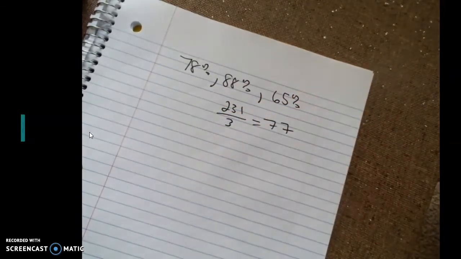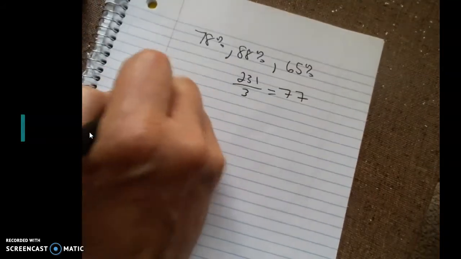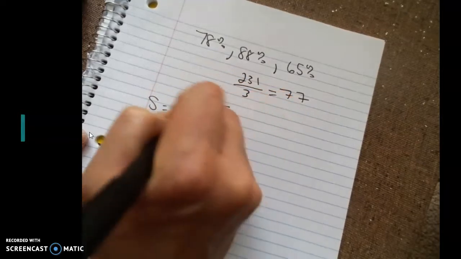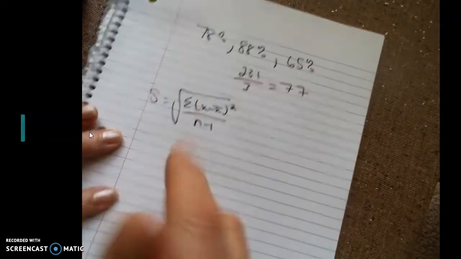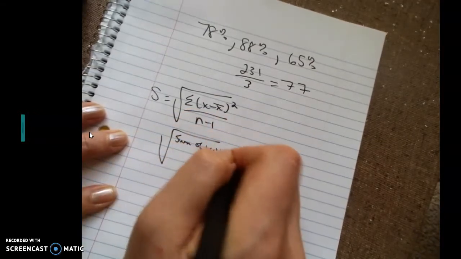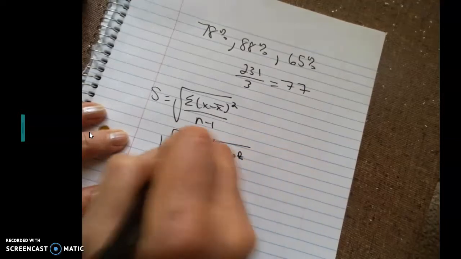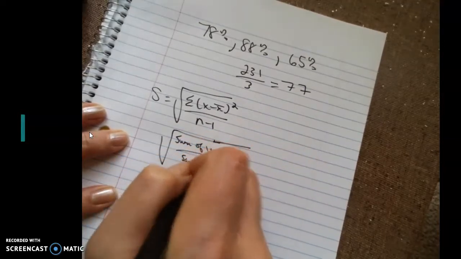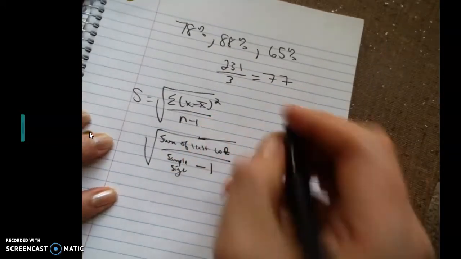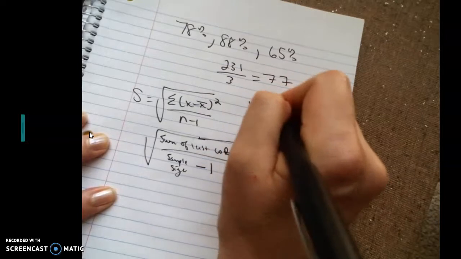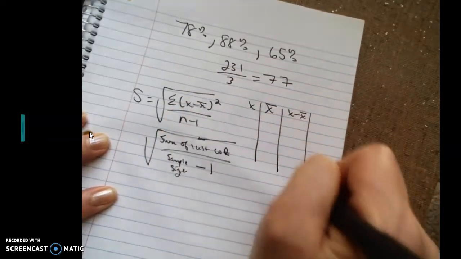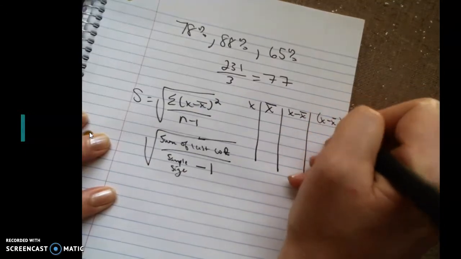All right, so we're going to make the chart. The formula is standard deviation equals the square root of the summation of x minus x mean, squared, divided by n minus 1. Really, it's the square root of the sum of the last column divided by the sample size minus 1. So let's make our chart. We have x, we have the mean. Next, we're going to subtract them in order. Last thing we're going to do is square that answer.